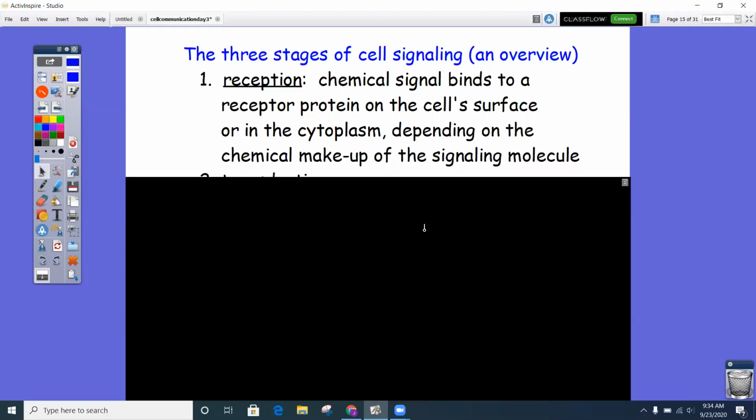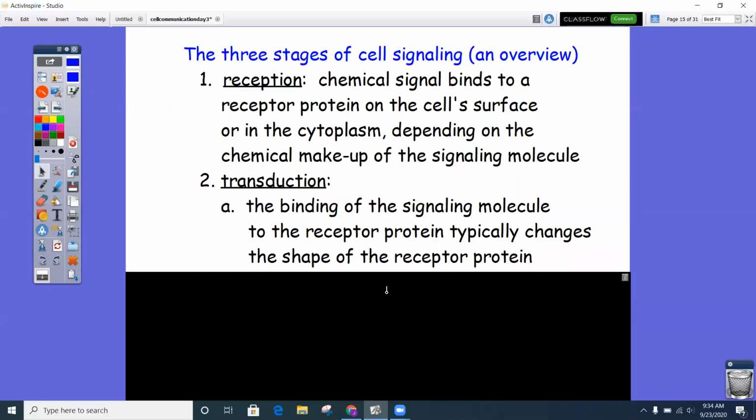So in the reception stage, the chemical signal is going to bind to a receptor protein, and like we said before, that protein can either be on the cell's surface, like on the cell membrane, or it can be in the cytoplasm, and that's going to depend on whether our signaling molecule, our hormone, is protein-based or lipid-based.